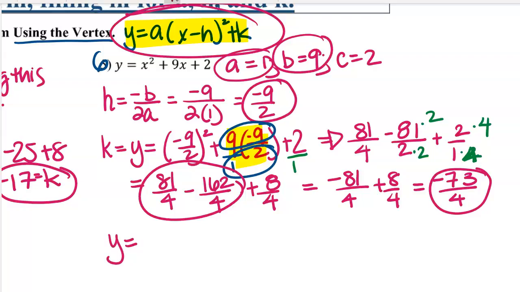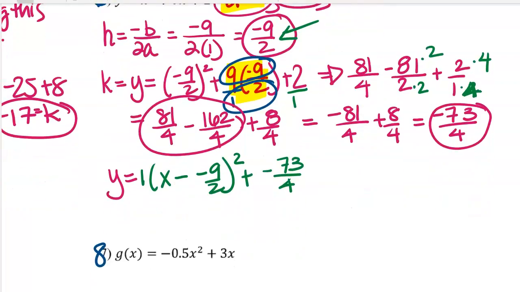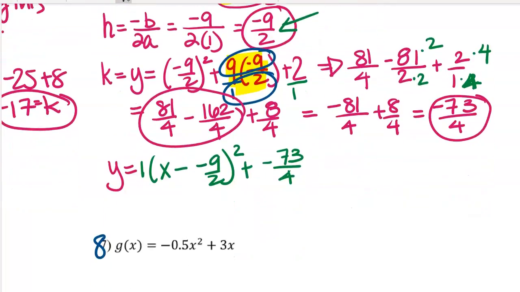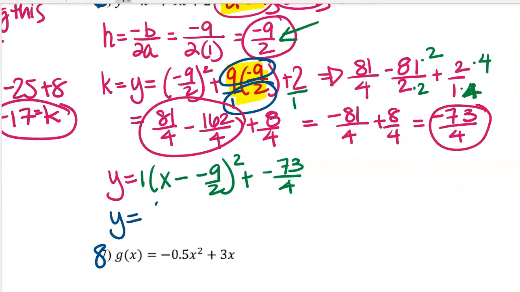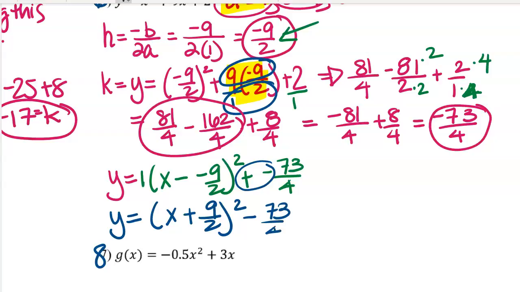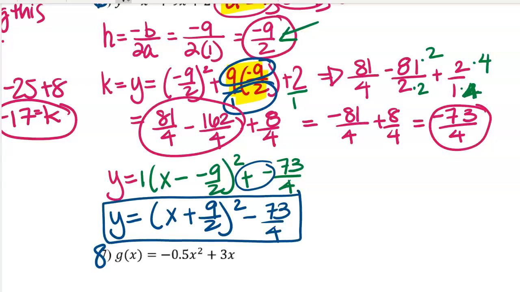Remember, we want to now put it in the vertex form. So a is going to be 1. We will fill that in, times x minus h is going to be negative 9 over 2 quantity squared plus k. K is negative 73 over 4. Now again, we talked about this in example 5. If a is 1, we normally don't keep it in the front, and then the 2 negatives here would make it a positive 9 over 2 quantity squared, and then the positive and negative, we normally rewrite it just to show that it would be a negative, and that is how we put that one in vertex form.